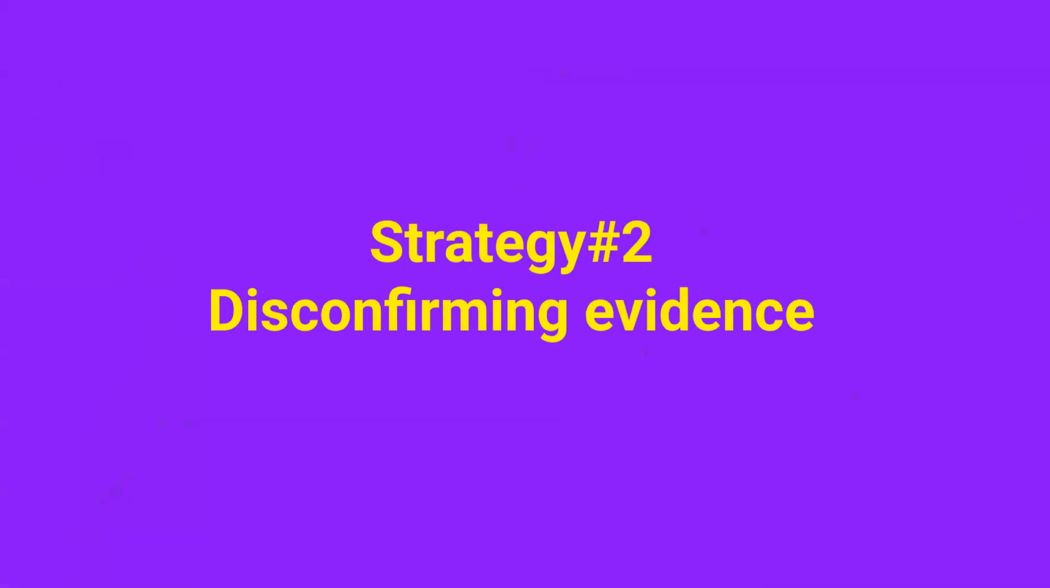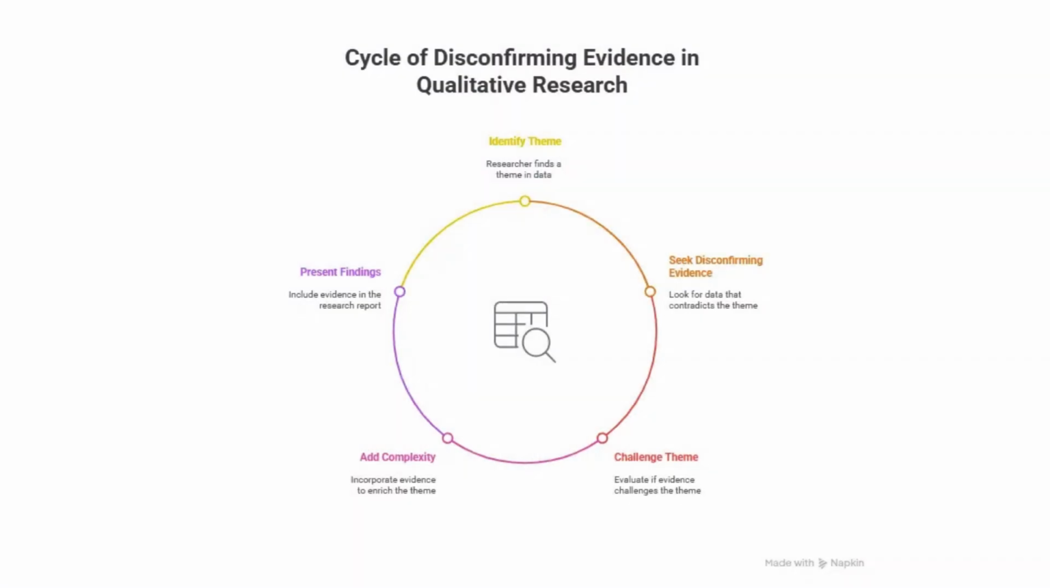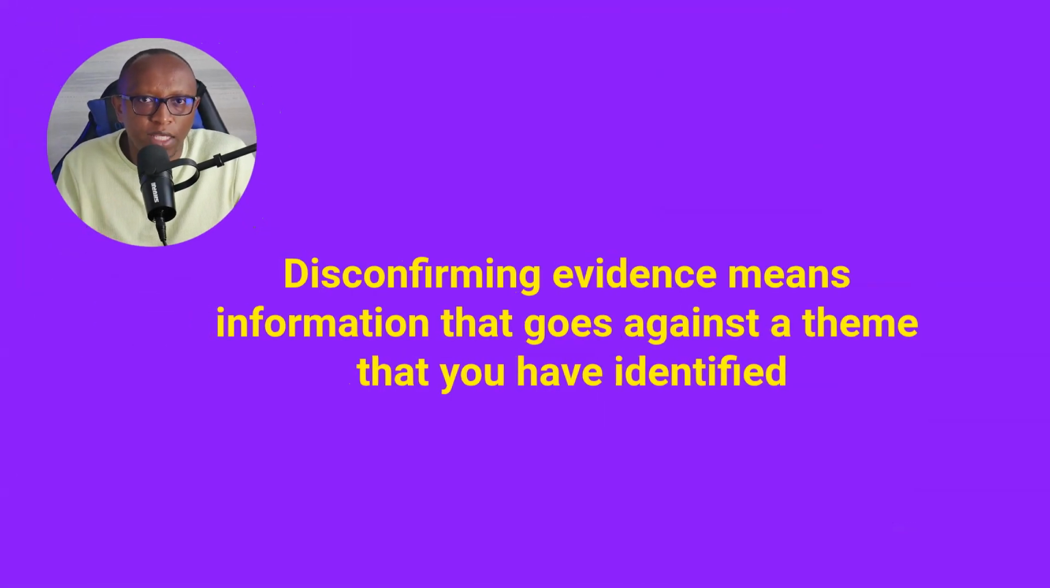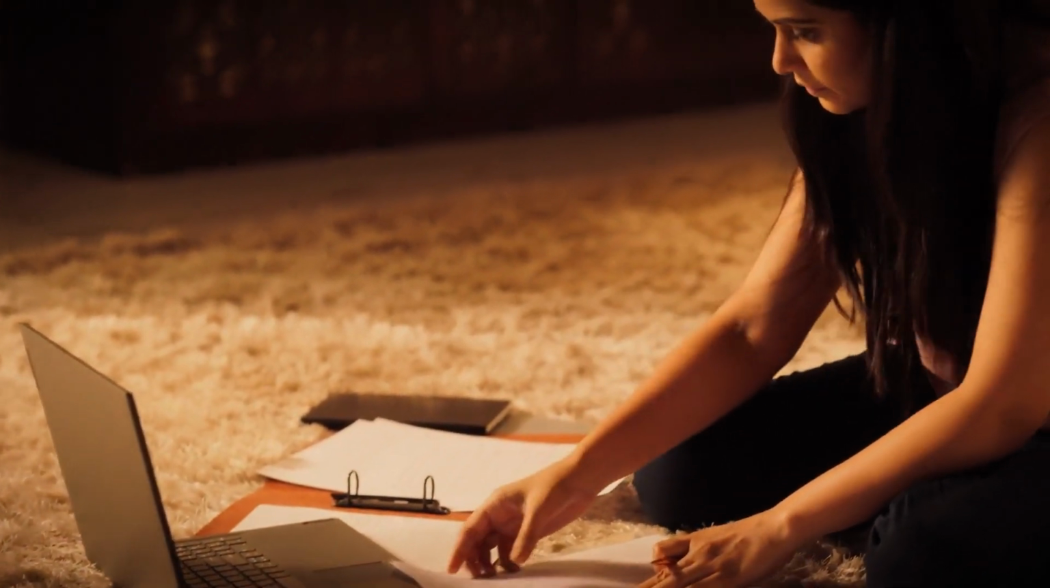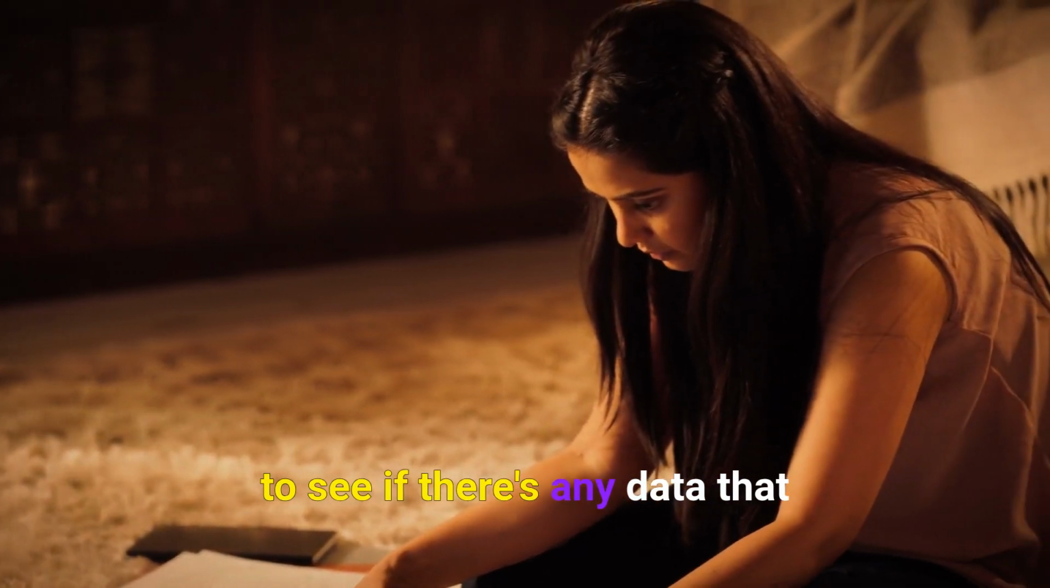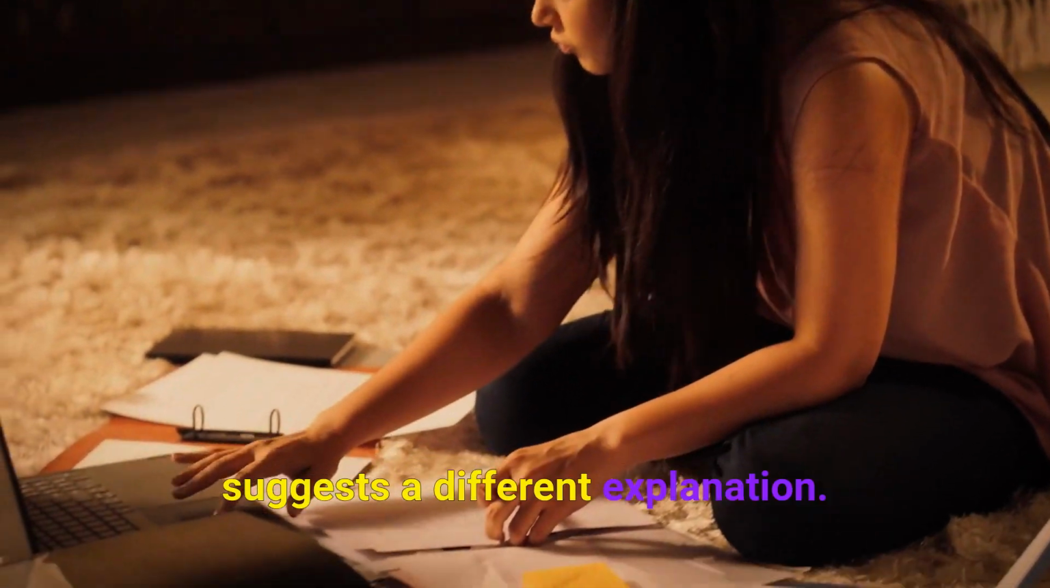Strategy number 2, disconfirming evidence. The second strategy that you can use to ensure the validity of your findings in qualitative research is looking for disconfirming evidence. Disconfirming evidence simply means information that goes against a theme that you have identified. Here is how it works. First, the researcher finds a theme based on the data. Then they go back and check to see if there is any data that suggests a different explanation.